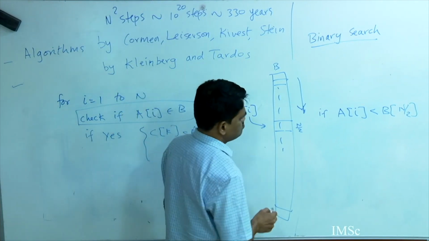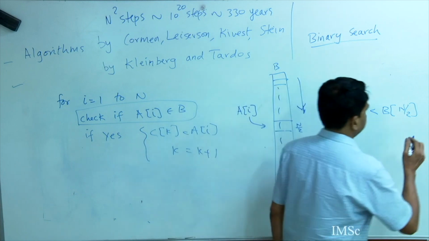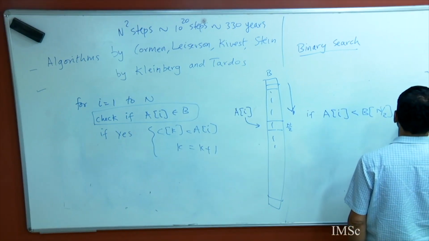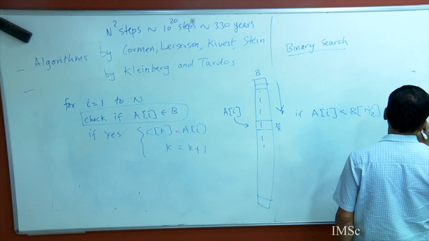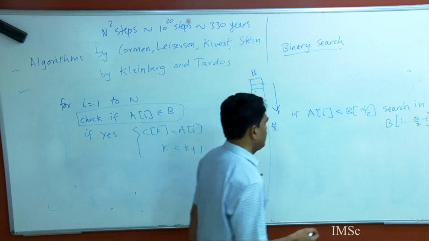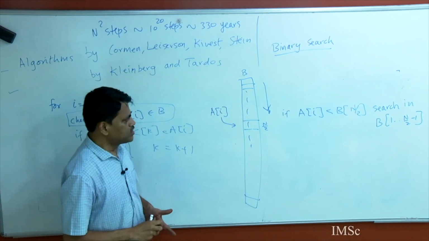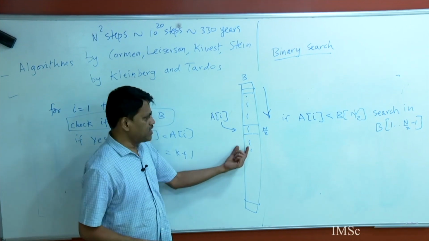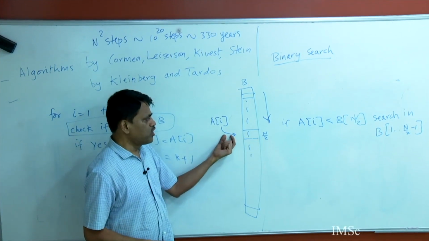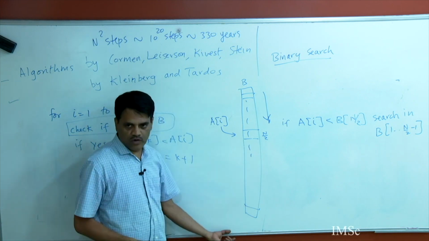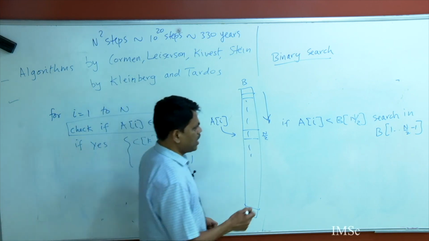Then search in B_1 to B_{n/2 minus 1}. Because A_i is small, there is no way it's going to be in this portion of the array. A_i is already smaller than this, so it's going to be smaller than all these guys, so no need to search here.